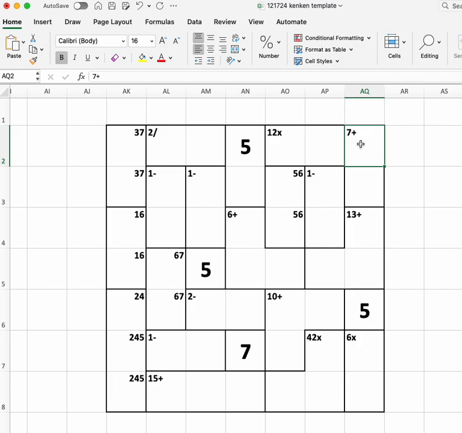Oh, the 7. Yeah, look at that. 7 can't go here. 7 doesn't go here. 7 doesn't go here. 7 doesn't go here. So this is our 7. That's a 3. And we'll change the fonts to make it KenKen official.